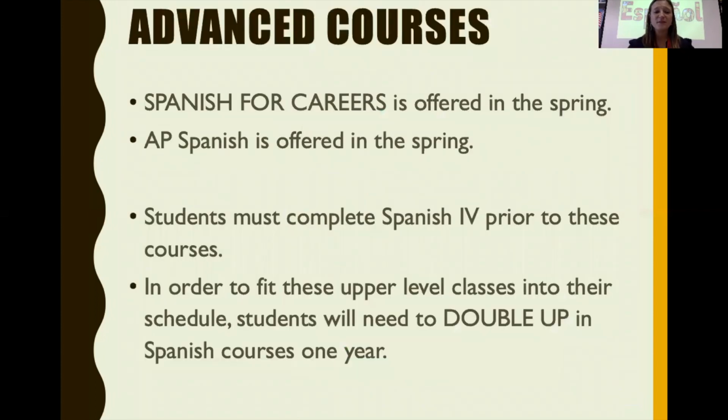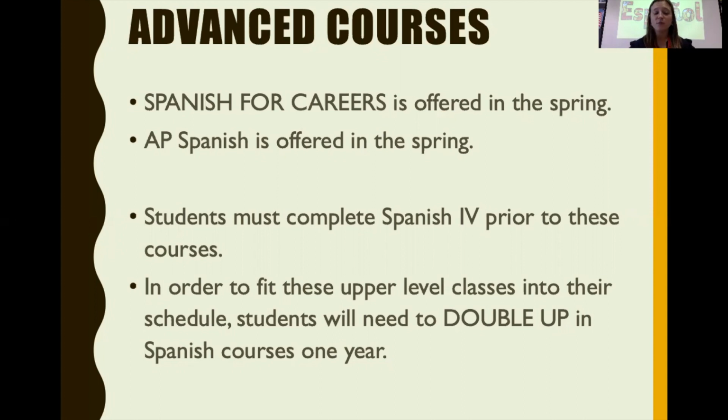We do offer some advanced courses here at Cocalico now. We offer a Spanish for Careers course, which is typically in the spring. And AP Spanish would be an Advanced Placement course in which students can earn college credit if they take the AP exam and depending on the score that they earn on that exam. For both of these courses, students must complete Spanish 1 to 4 prior to taking these courses. So for that reason, it's important, since it's like a 5th class, that students would need to look at their schedule and map out and double up 1 year.